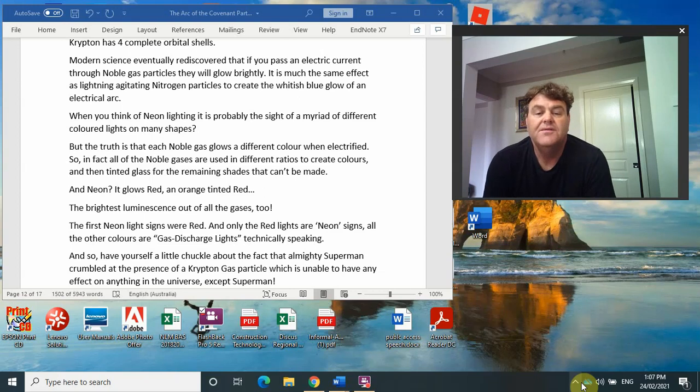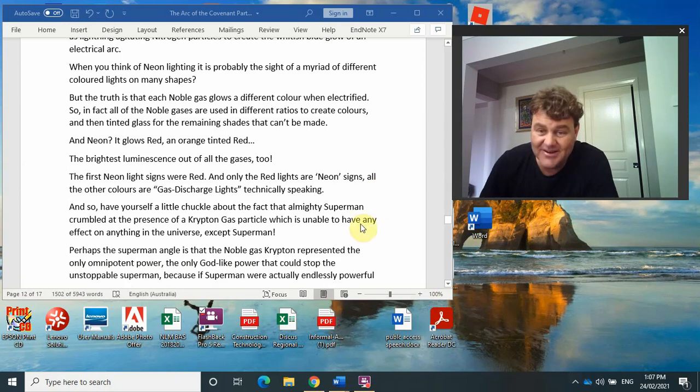So now, knowing this, we can have ourselves a little chuckle about the fact that the almighty Superman crumbled at the presence of a krypton gas particle, which is actually unable to have any effect on anything in the universe except apparently Superman.